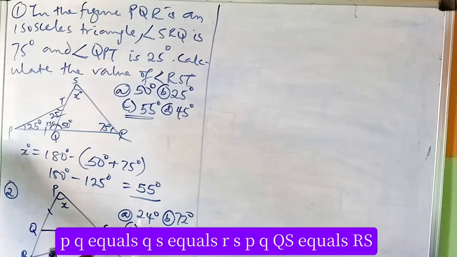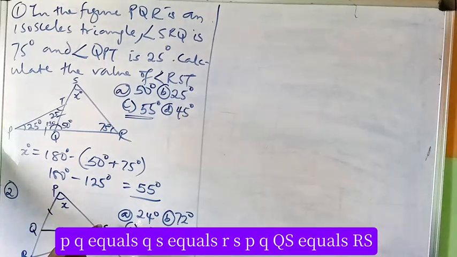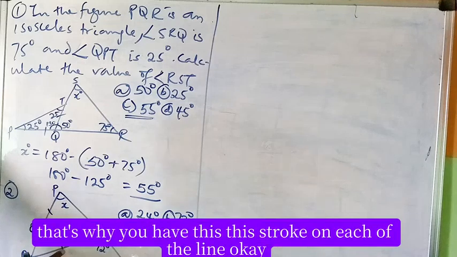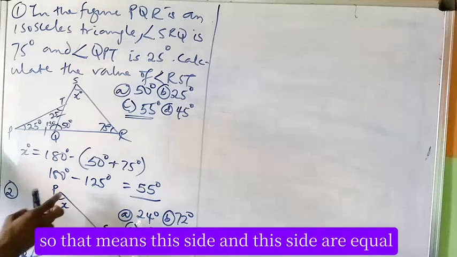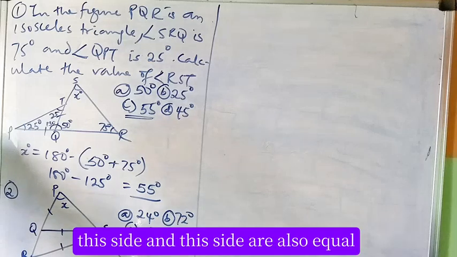PQ equals QS equals RS. That's why you have this stroke on each of the lines. Okay, so that means this side and this side are equal, and this side and this side are also equal.